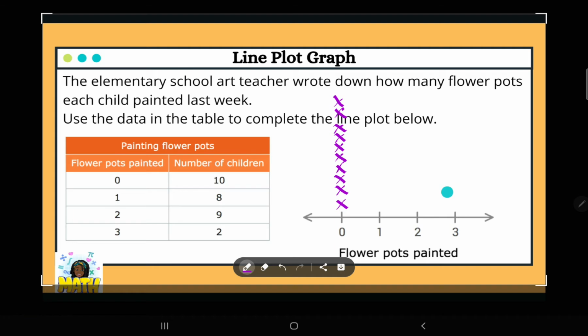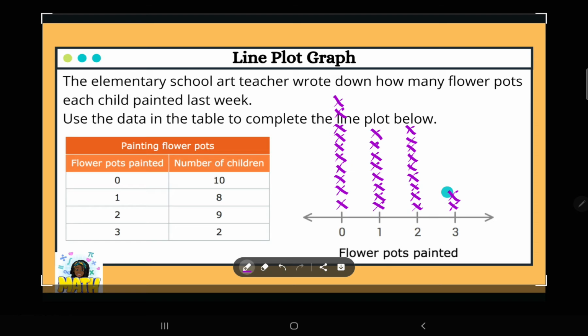Now above the number 1, I should have 8. Above 2 is 9. And above 3 is 2. Now, if I asked you how many children painted 2 or more flower pots, that would be the sum of the frequency on 2 and 3. So that would be 9 plus 2, which is 11.